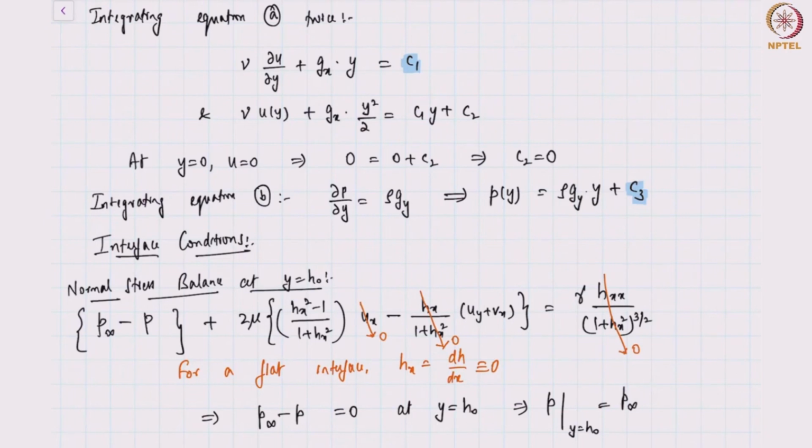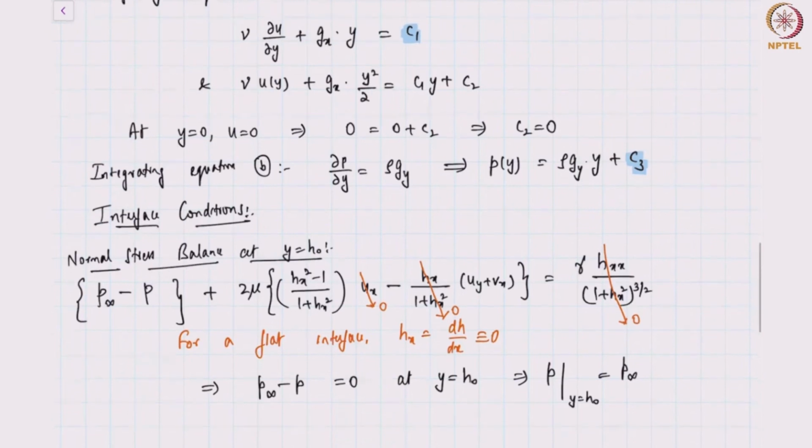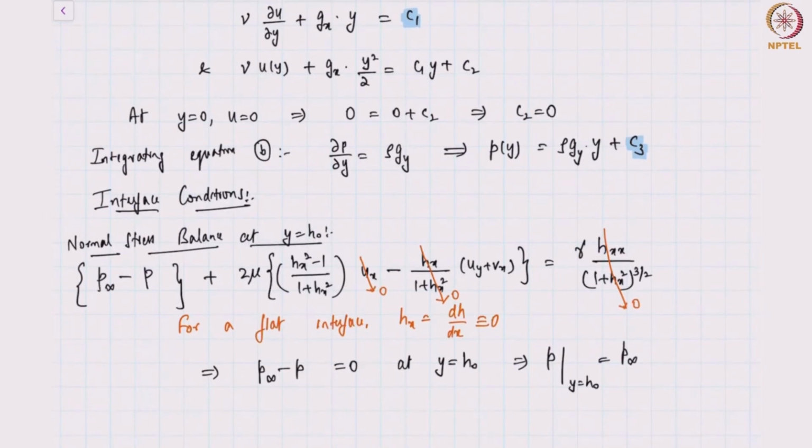That's consistent with what we have already seen, that you will have a pressure jump only when you have curvature. This is a problem where surface tension is present, but you do not have a pressure jump because there is no curvature, right? So that's the condition that we have got, and now we can use this condition to determine the constant C3. We label this condition as C.